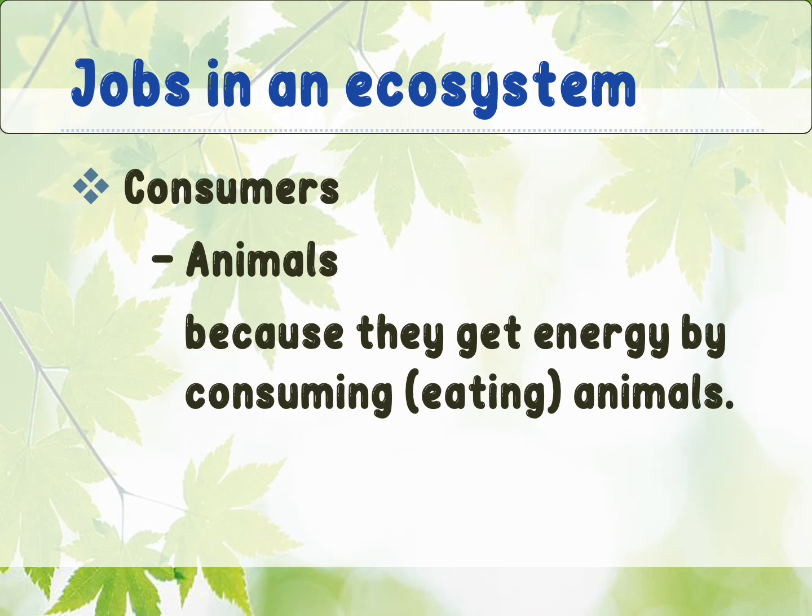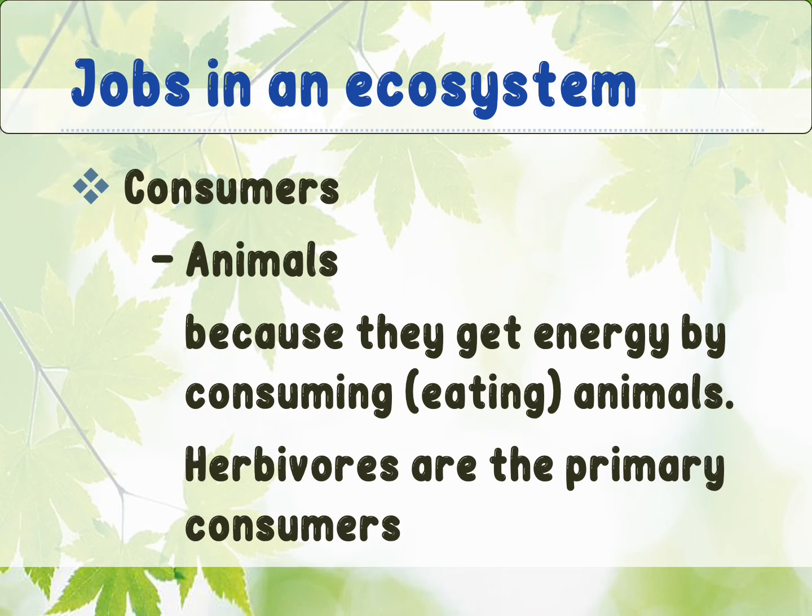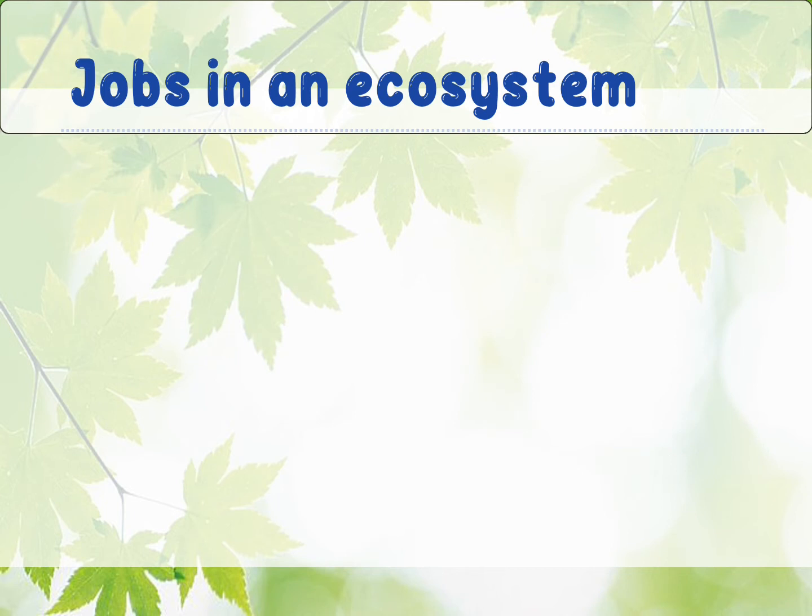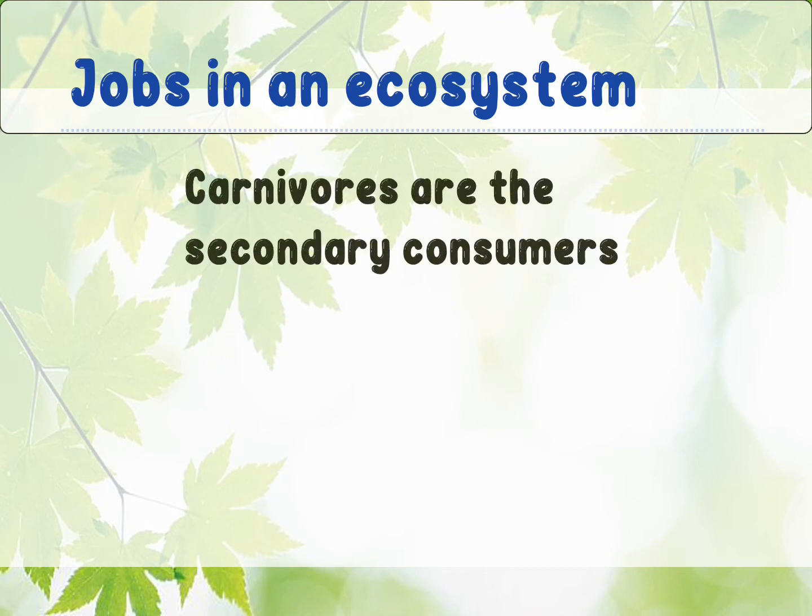Now we said that there are two types of consumers: primary consumer and secondary consumer. Now, what is the primary consumer? Yes, the first consumer, which eats the plants. And what are these animals which eat plants called? Yes, herbivores. So herbivores are the primary consumers. Now, who will be the secondary consumer? Yes, the carnivores, because they eat these animals.